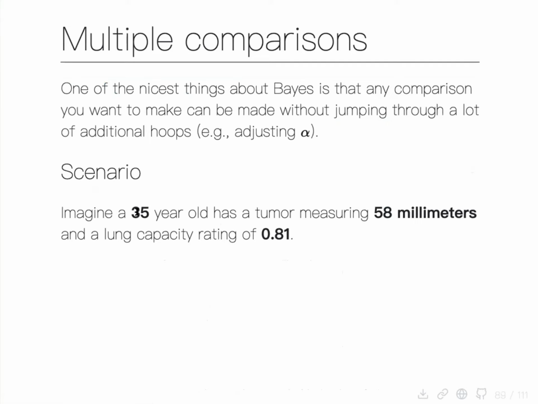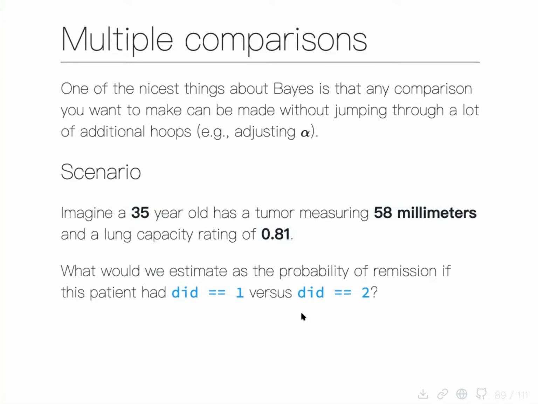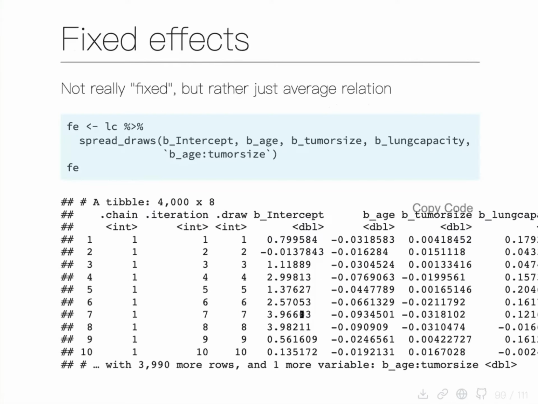We're going to imagine that we have a 35-year-old person who has a tumor measuring 58 millimeters, and they have a lung capacity rating of 0.81, okay? So we want to know what's the likelihood, or what's the probability, of this person going into remission if they had the first doctor versus having the second doctor in our sample? So we want to know what the difference in that probability would be.